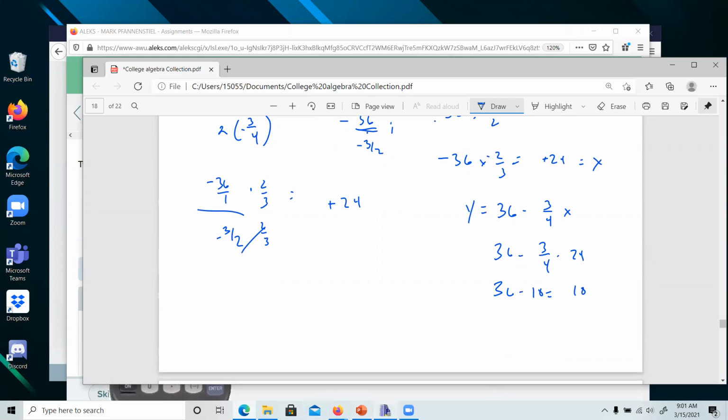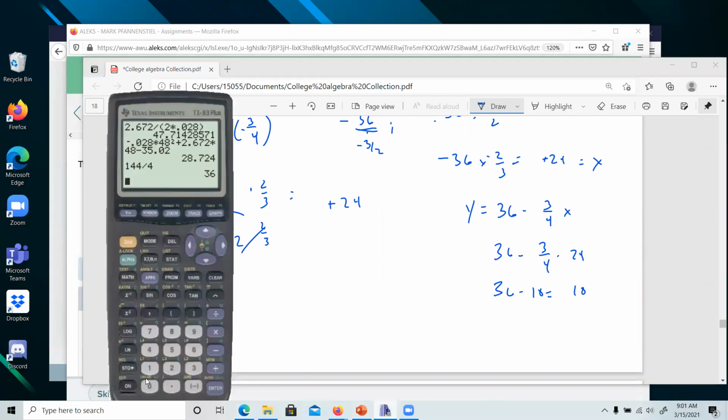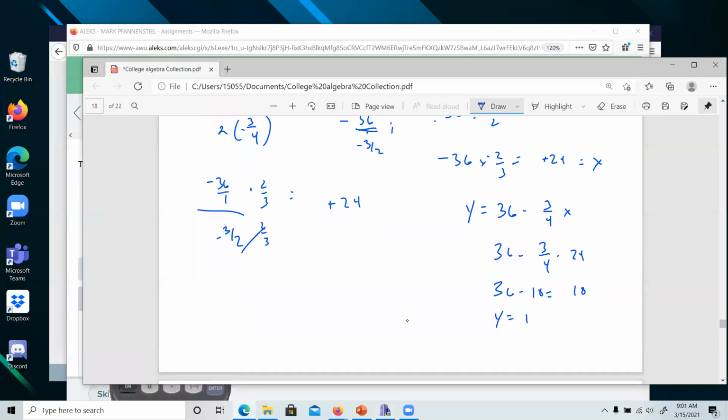Okay, we could type it in. That's okay. If you want to do it this way, you say it's 36 minus 3 divided by 4 times 24. We're good. So my y value, right, 18.